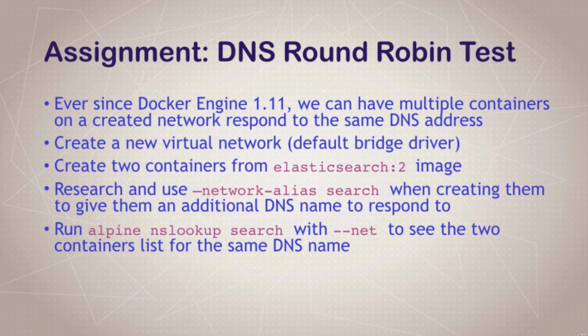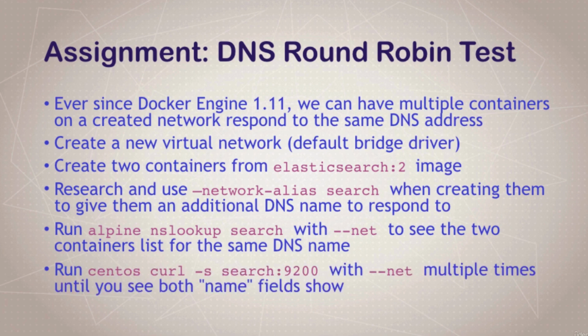So once you've started those up, you can use the Alpine image to do an nslookup, and that'll simply return to you a list of the DNS addresses for the name search. And remember, on that one, you're going to have to make sure that it's assigned with the --net to the same network that you assigned the first two containers.